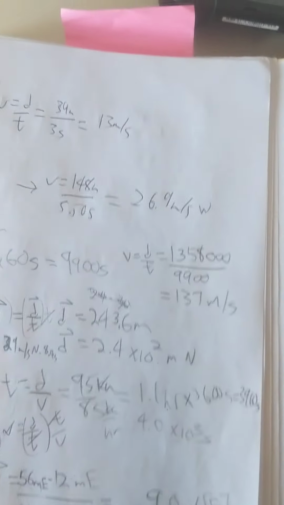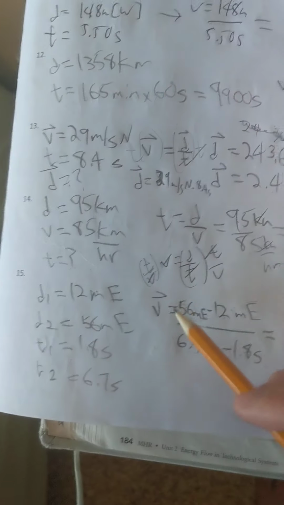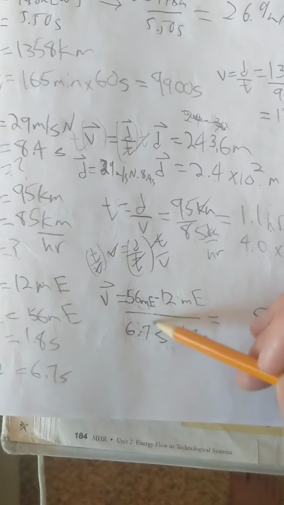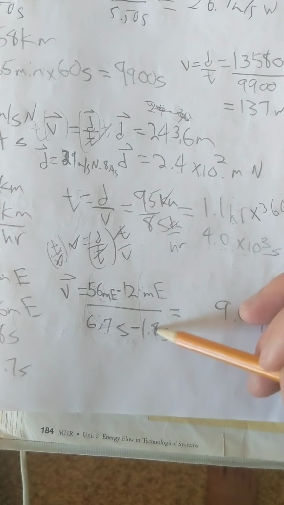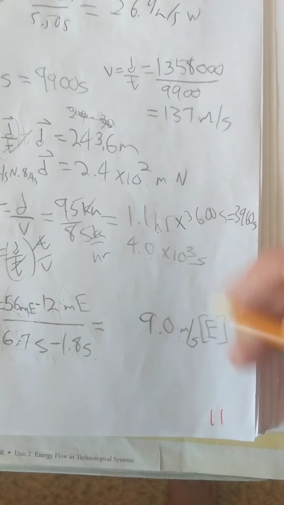So when we have two sets of conditions, we've got to expand out our formula. So when it comes to question 15, when we're trying to find the velocity, right, this is my final conditions, this is my initial conditions. So if you punch it in the calculator, you should have got 9.0 meters per second east.